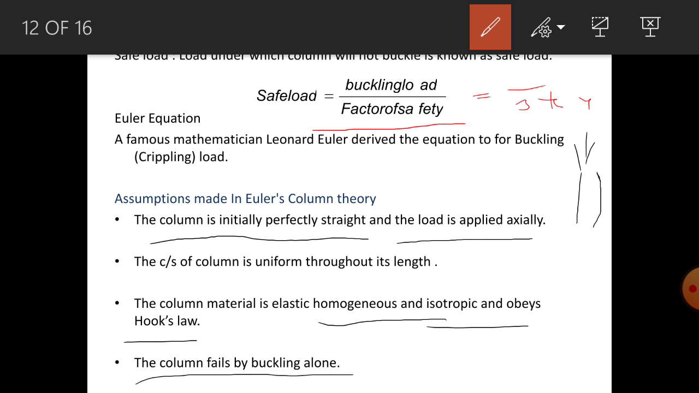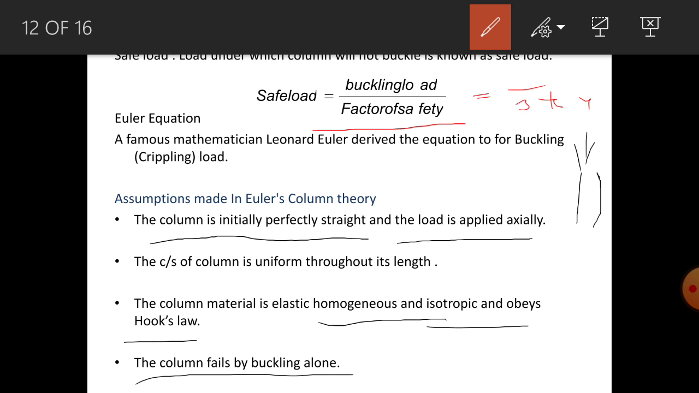Okay, and remember one thing: this Euler equation is only useful for long columns. This equation is not useful for short columns. You can't calculate short column values from this Euler equation. You can only calculate the loading from this Euler equation for long columns. It is derived from only long columns.